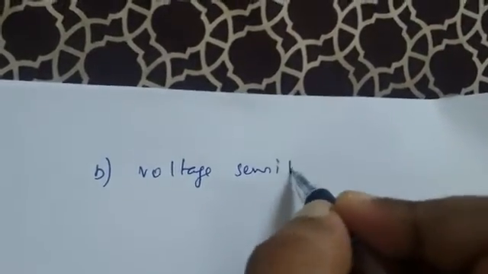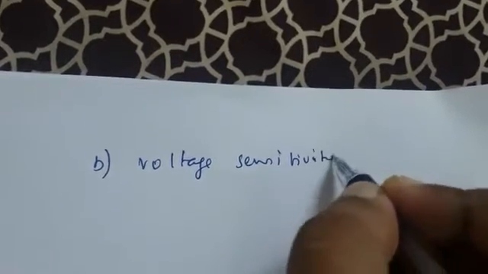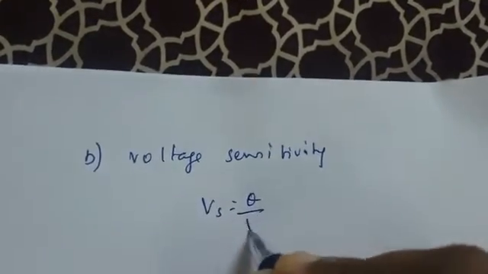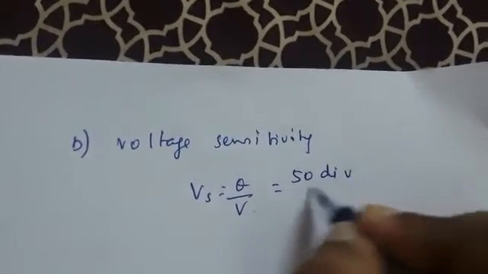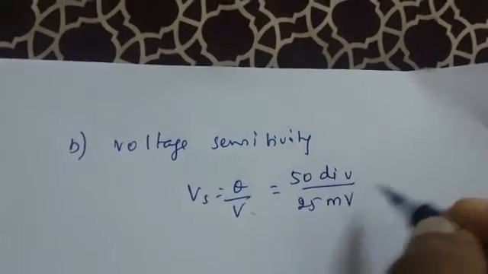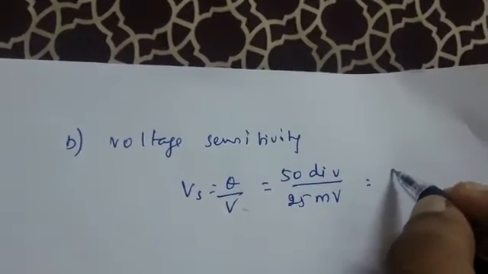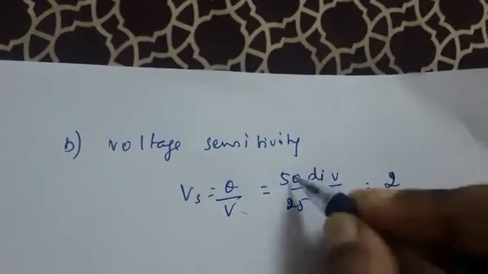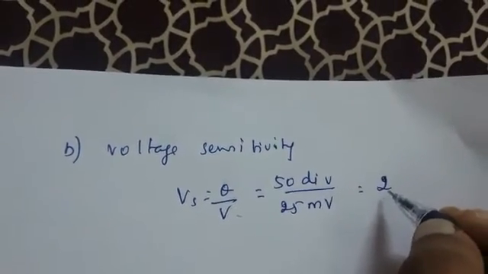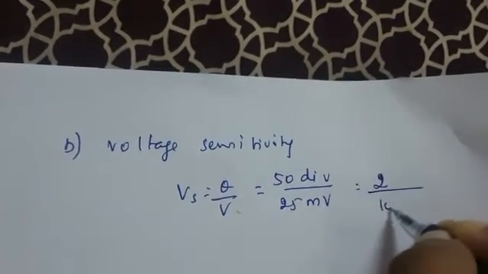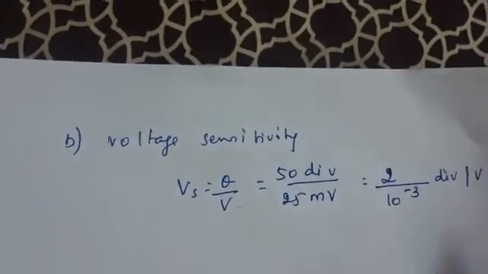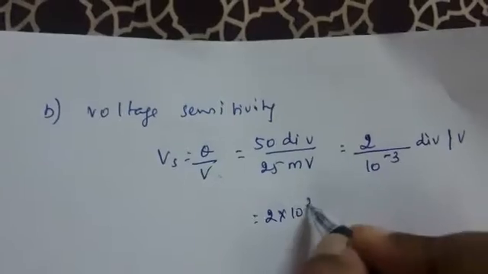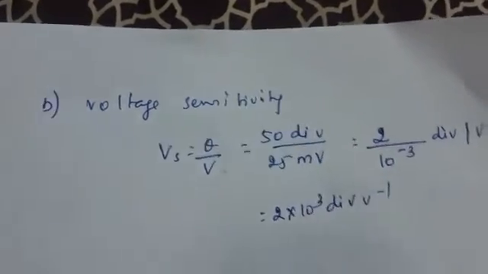Second part, voltage sensitivity. Voltage sensitivity is given by the formula VS = θ/V. Now theta is how many divisions? 50 divisions. So it is 50 divisions by 25 millivolt. 50 by 25 is 2. So it is 2 by 10^-3 division per volt. This can be written as 2 × 10^3 division per volt.